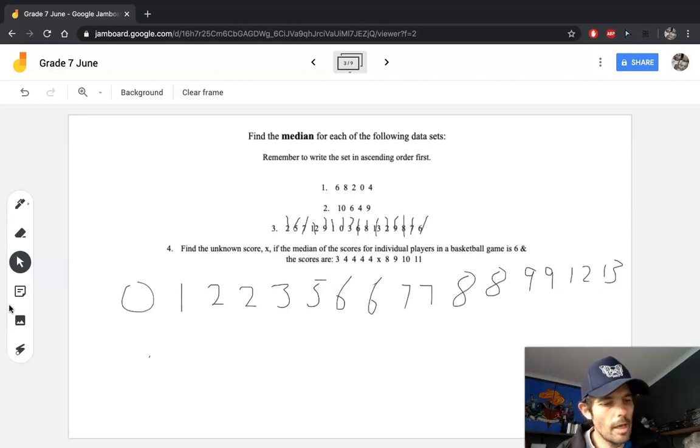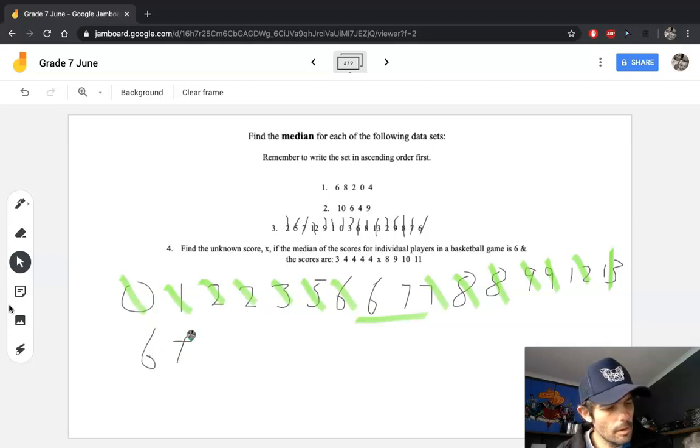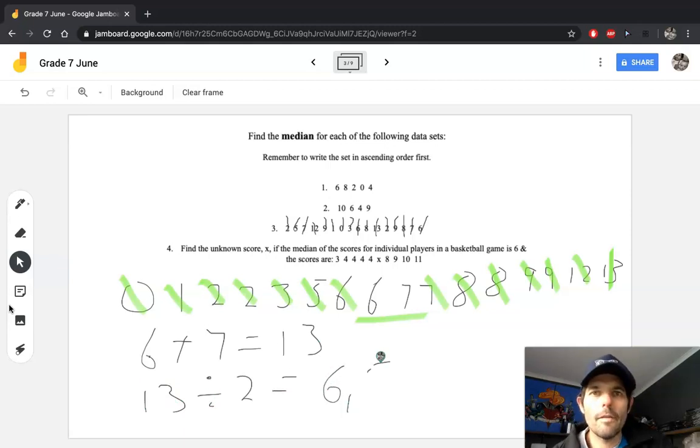any out. And then we can go through our same process of cancelling out. And we can find our middle entries or middle entry, depending on whether it's an even or odd set of numbers. And you can see I'm left with 6 and 7. Okay, so 6 plus 7 is 13. And then I need to find the average of those, divide by 2, and that's going to give me 6.5.